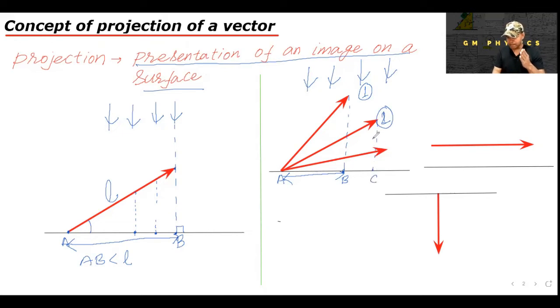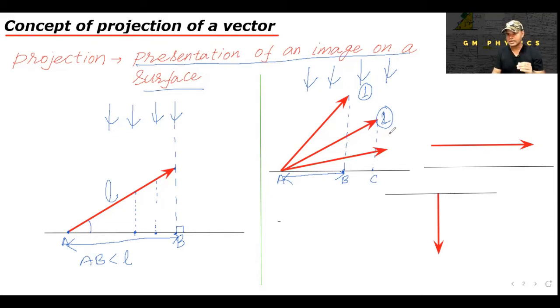You see, I am drawing the line perpendicular to the surface. So the image will be formed in the same path, in the direction in which the light ray is traveling. This much you already know from your 9th and 10th standard. I hope you understand this much.